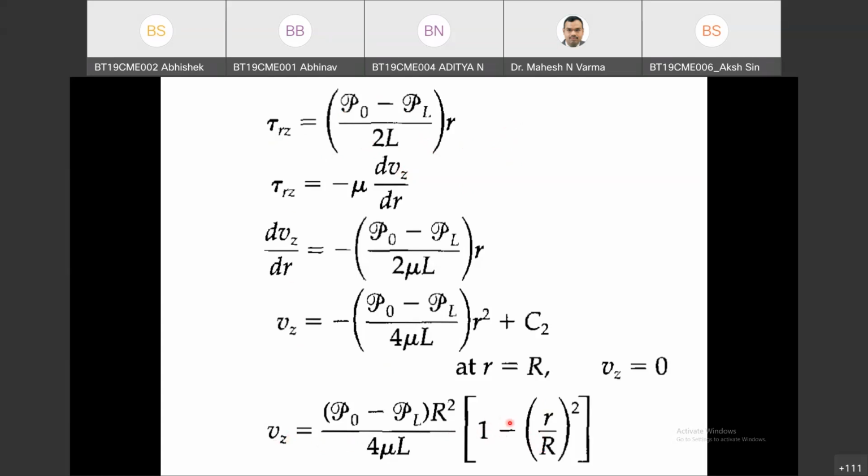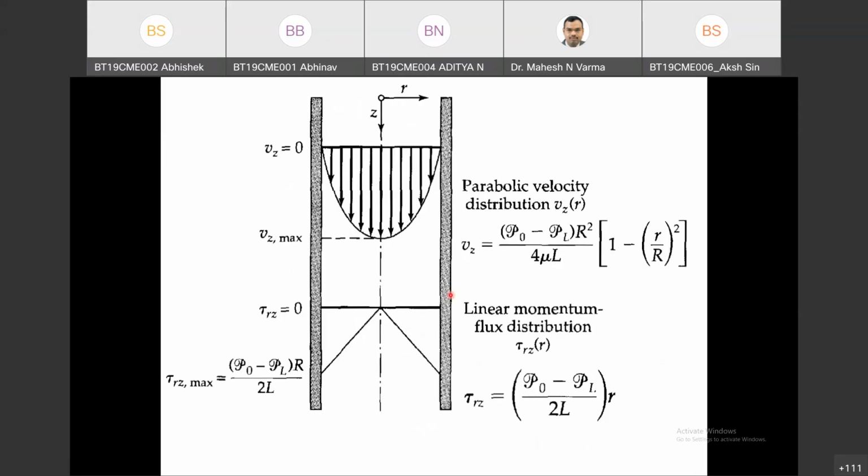Where will be maximum velocity? Maximum velocity will be at the center. At r equals to 0, I will get maximum velocity, and at r equals to R, I will get 0 velocity. So this is the pictorial representation of velocity profile. This is the parabolic velocity distribution. Vz is a function of r. So this is delta P R square divided by 4 mu L into 1 minus r by R whole square, and this is the momentum flux. Momentum flux profile tau rz is P0 divided by 2L into r.